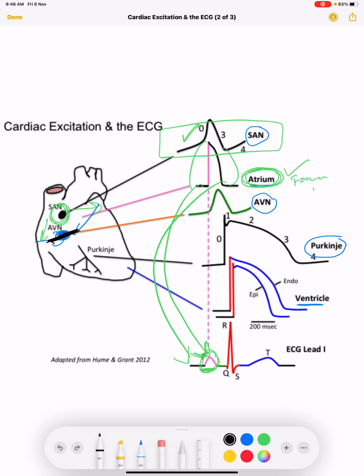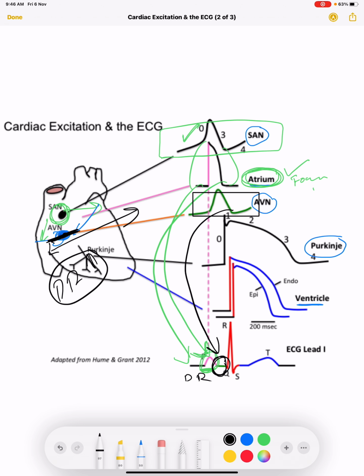So impulse reaches AV node. This is the AV nodal action potential, and there is an AV nodal delay, and that delay in the AV node is represented by the PR interval. So whenever there is an increased delay in AV node, our PR interval will increase. And if in any condition this delay decreases, our PR interval decreases. Simple. So this PR interval shows conduction through AV node and especially AV nodal delay. Then impulse reaches Purkinje fibers.